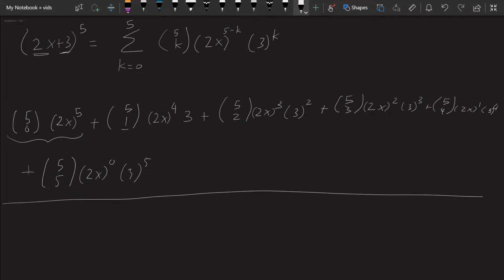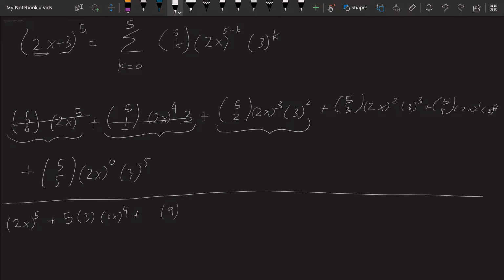5 combination 0 is equal to 1. So we can say 2x raised to the power of 5 plus 5 combination 1 is equal to 5 multiplied by 3, right? Because we have a 3 here. And then we have 2x raised to the power of 4 plus, finished with the first term, finished with the second term. We have 3 squared, which is 9.